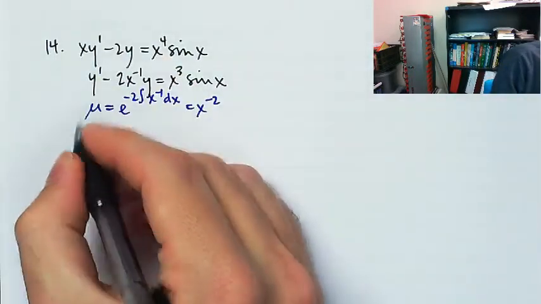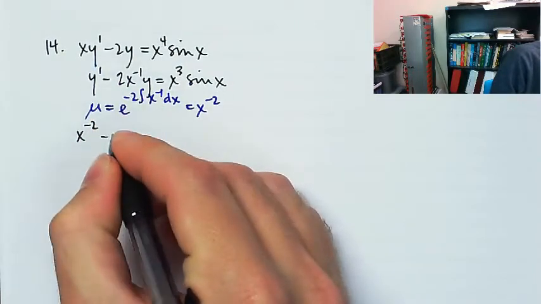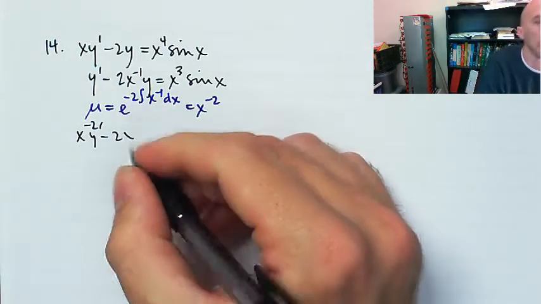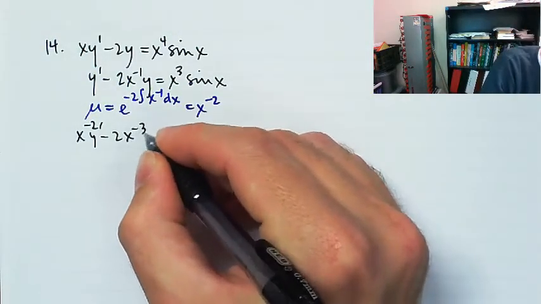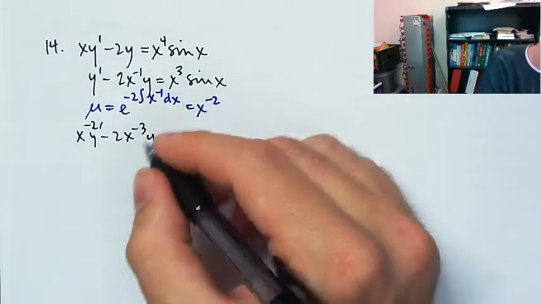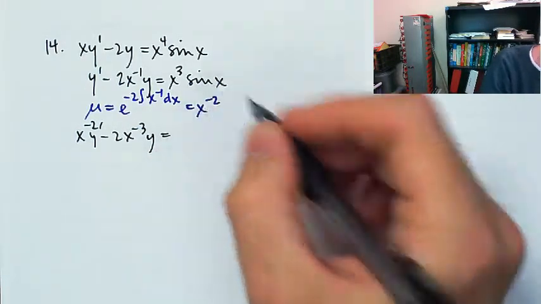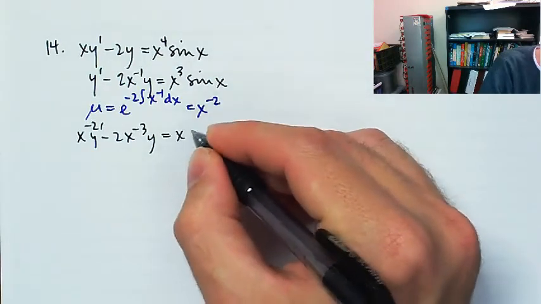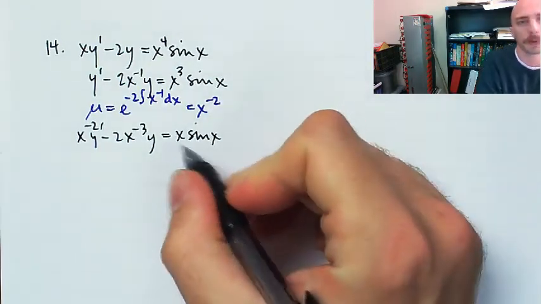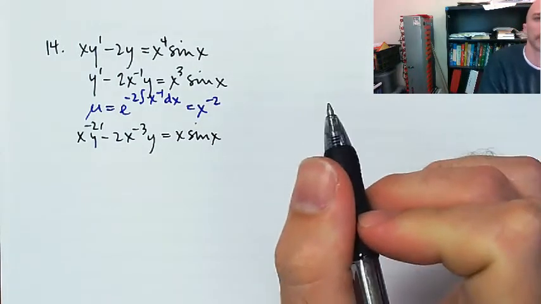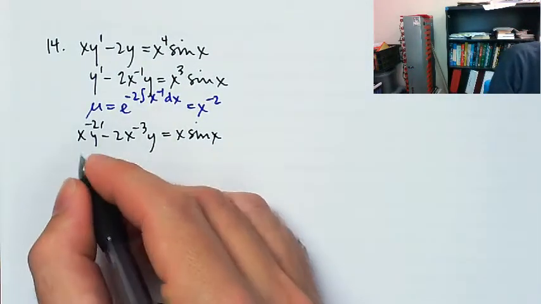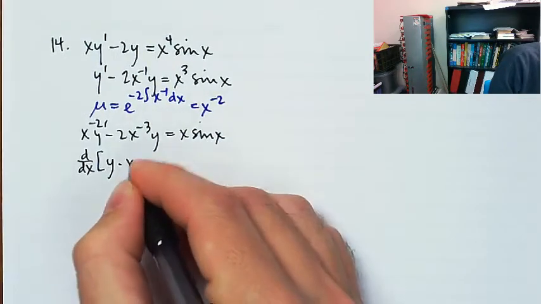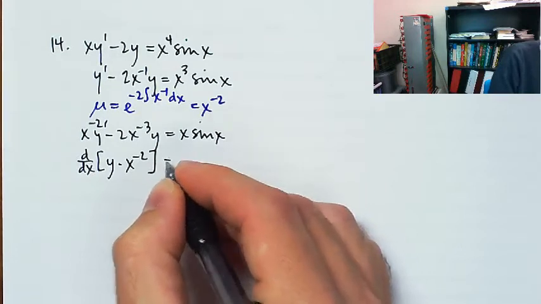And I will distribute that across, and I'll get x to the negative 2 y prime, negative 2x to the negative 3 y, and that sounds like the derivative of x to the negative 2, so that's a good sign. Then when I distribute in the x to the negative 2, with the x to the 4 power, that's too bad, x sine x. But we'll be able to find an antiderivative for that using integration by parts, and it's not too bad. Then this is going to be the derivative with respect to x of y multiplied by x to the negative 2.